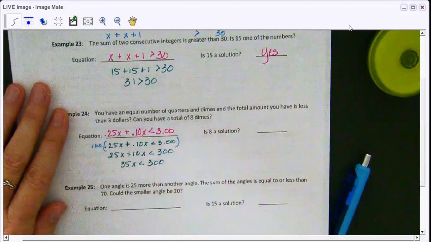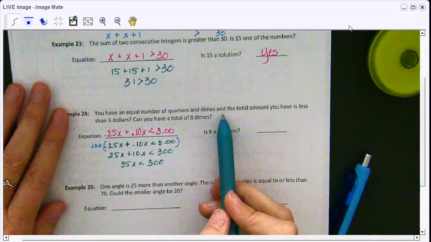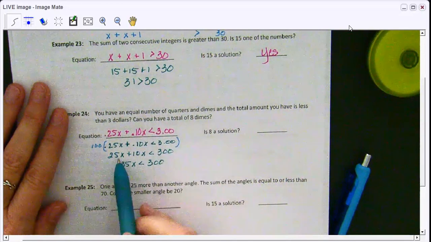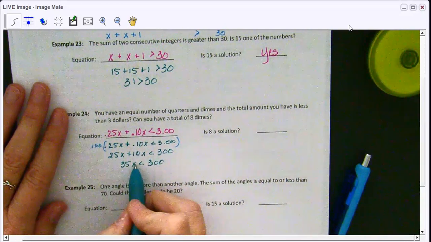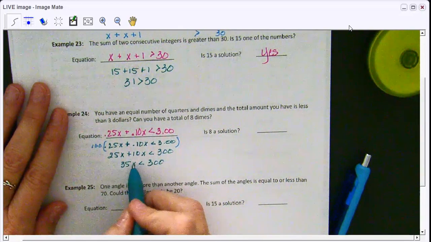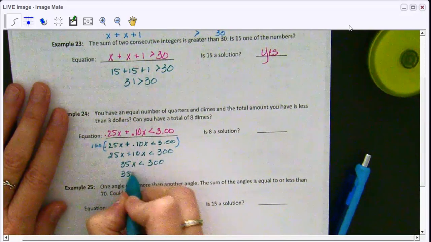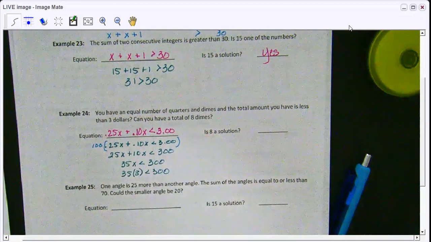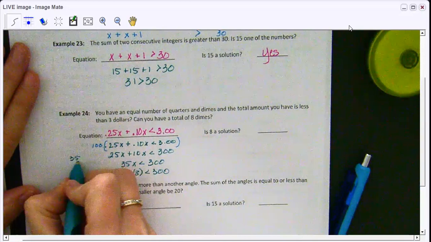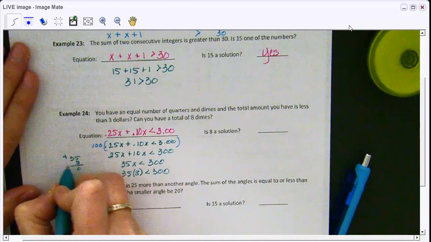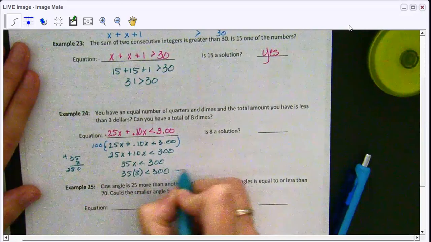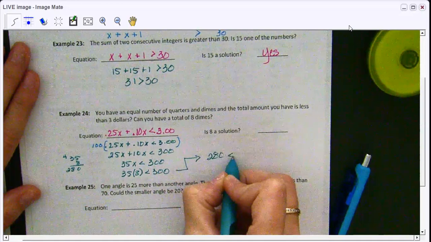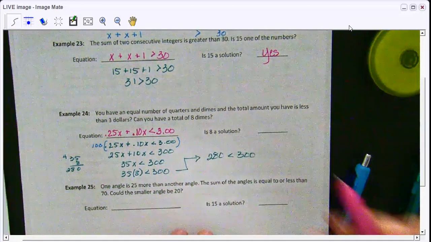Then it says, can you have a total of 8 dimes? I should have plugged in 8, but I didn't. So now I'm just going to plug the 8 in here and solve, and see if that is less than 300. So 35 times 8. I get 280, and yep, 280 is less than 300. So we have yes.